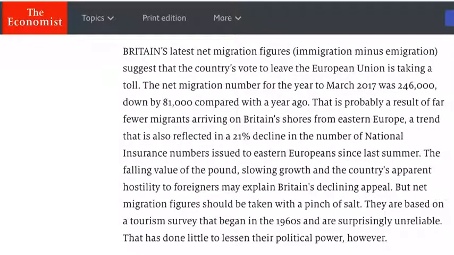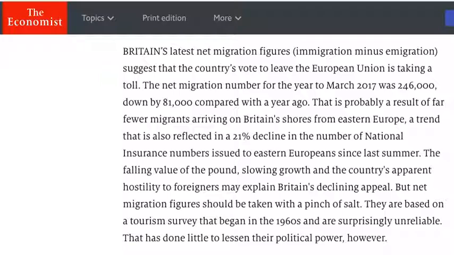Why am I recommending The Economist? Professionals have written these texts. They're professional journalists. The quality of the text is very high. Study them carefully. Let's read it together.